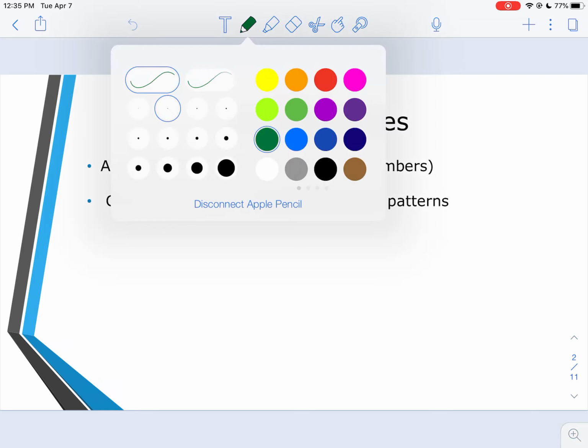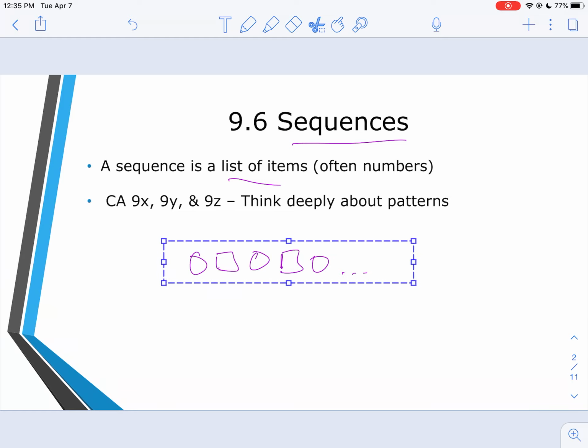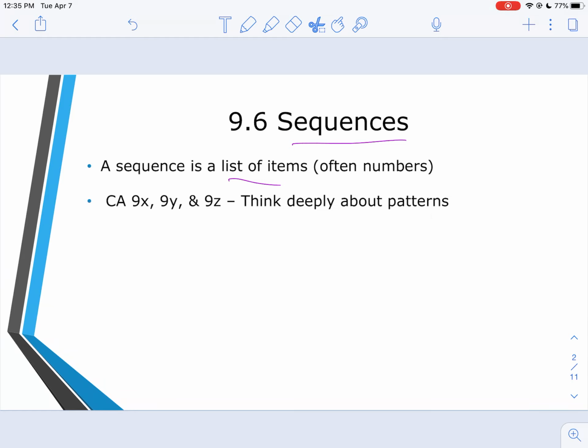Here we're going to take a look at what we would really call patterns. In kindergarten, you probably start with pattern recognition, looking at what shape comes next. This isn't really a sequence. A sequence is just a list or a series of items. Often they're numbers, but they don't have to be. The goal here is to look at some activities and think deeply about patterns and extending them.